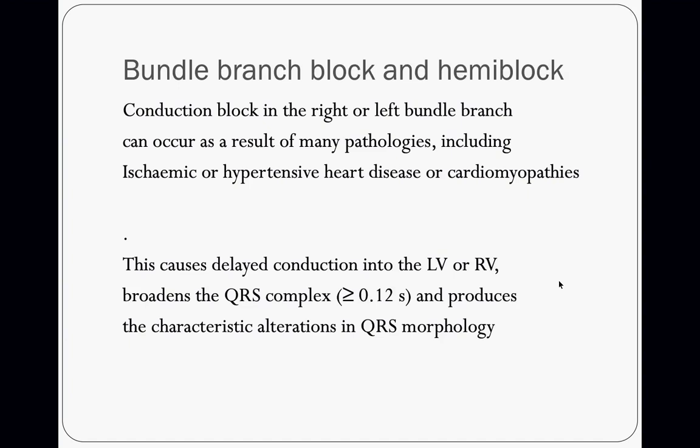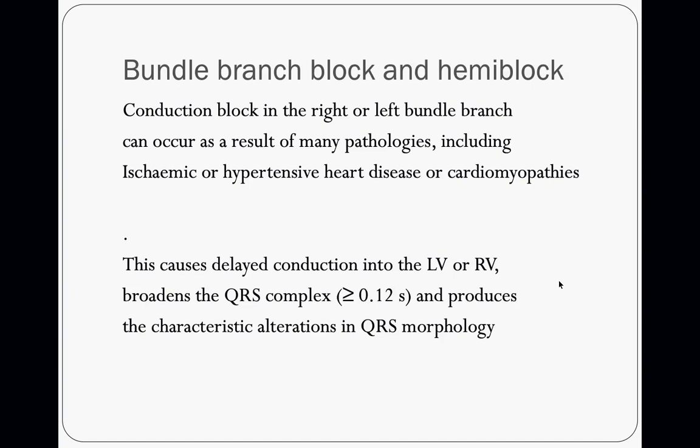There is a bundle branch block and hemiblock. Conduction block in the right or left bundle branch can occur as a result of many pathologies including ischemic or hypertensive heart disease or cardiomyopathy. This causes delayed conduction into the LV or RV, broadens the QRS complexes, and produces characteristic alteration in QRS morphology, depending on the type of bundle blocked.